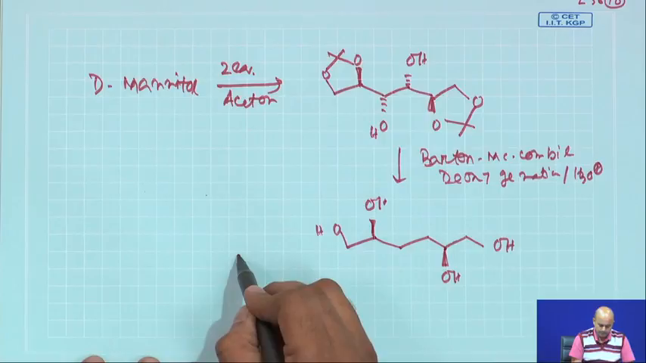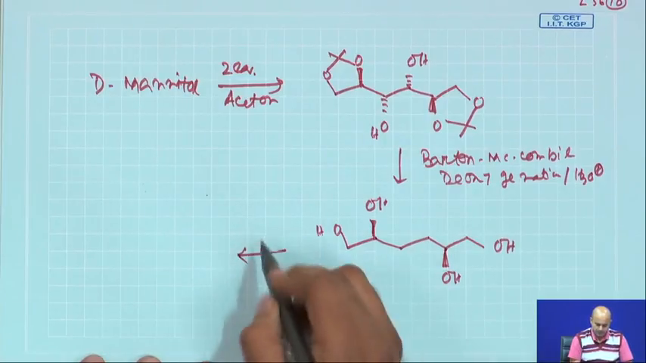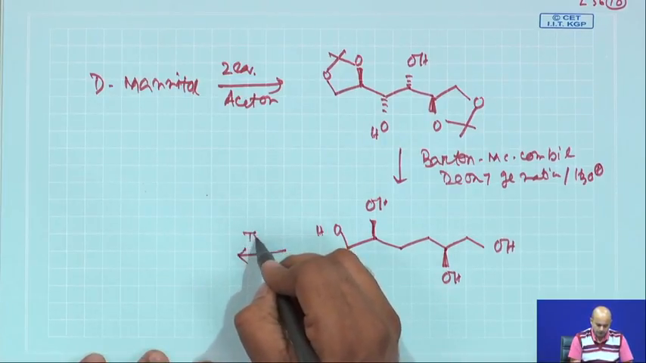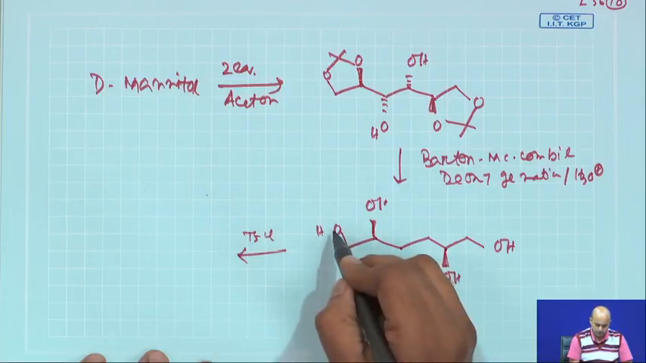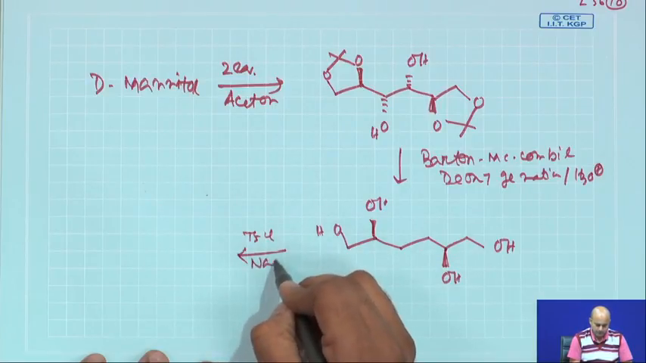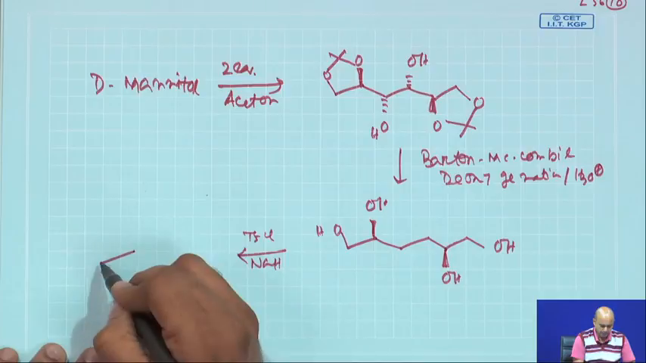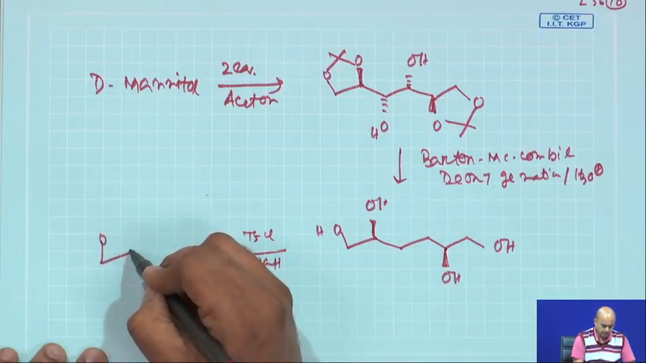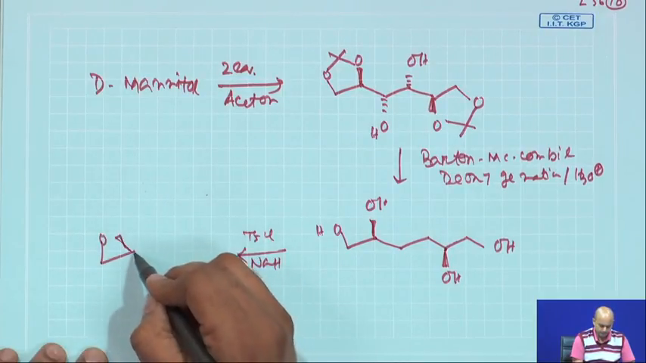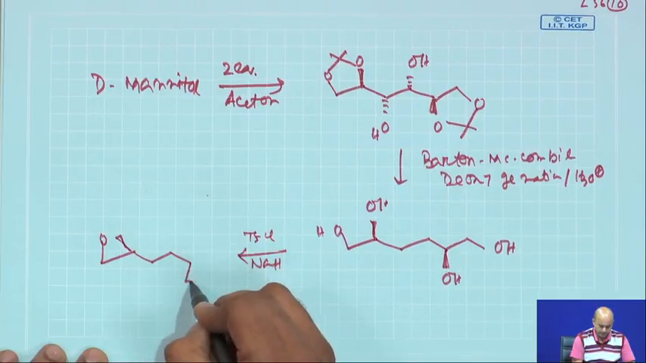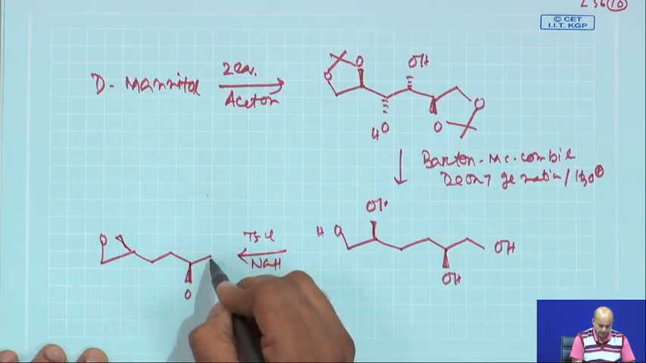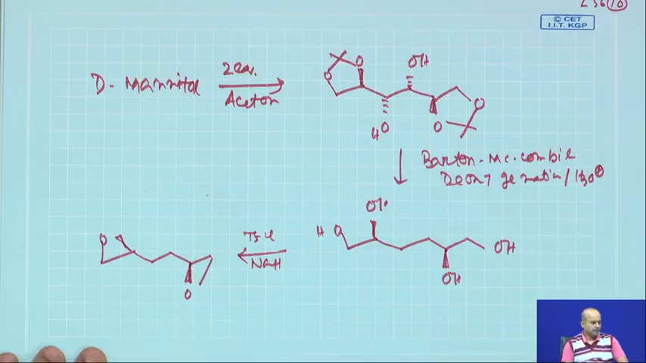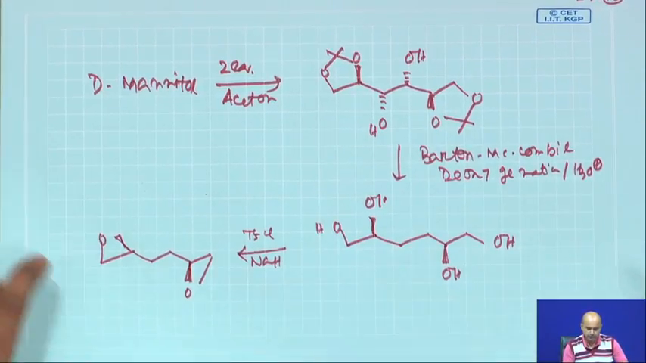Now, it is absolutely simple. What you do? You first treat with 2 equivalents of tosyl chloride to get the ditosylate, then you treat with sodium hydride, and you basically get one of these epoxides, which is desired by you, this one. Now, in the other case you basically have to invert it.